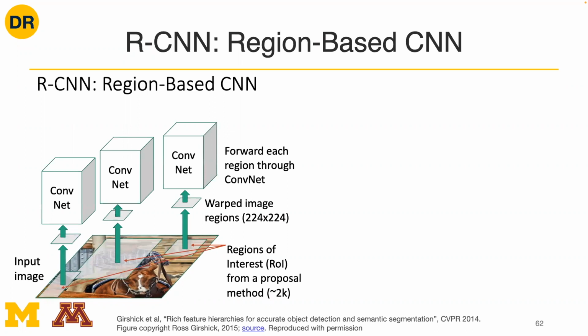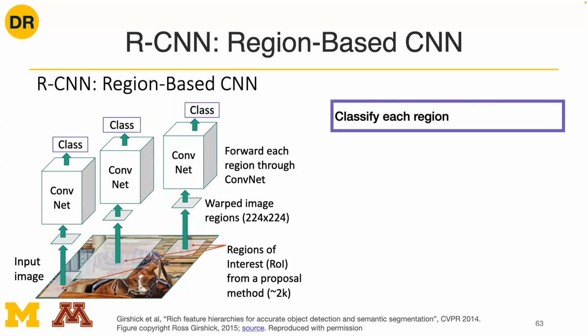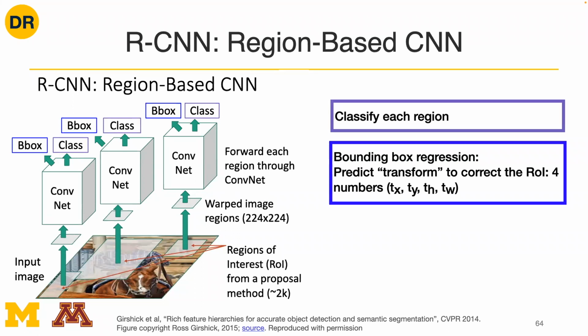So this goes into a neural network that does classification and also regression. The thing to note here is that the bounding box regression is basically predicting a transformation so that it can correct the 4 numbers that were used for warping that region.